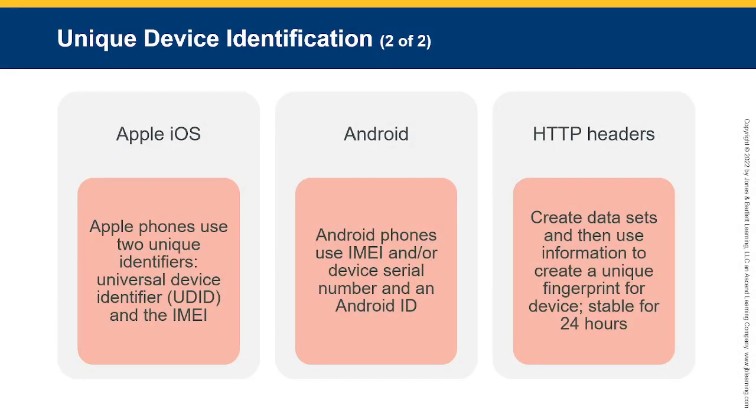So let's look at different unique device identification. Apple phones use two unique identifiers, which are the UDID, or Unique Device Identifier, and the IMEI. Android uses the IMEI and/or device serial number, and an Android ID. From HTTP headers, they create a dataset, then use the information to create a unique fingerprint for the device. They are stable for 24 hours.